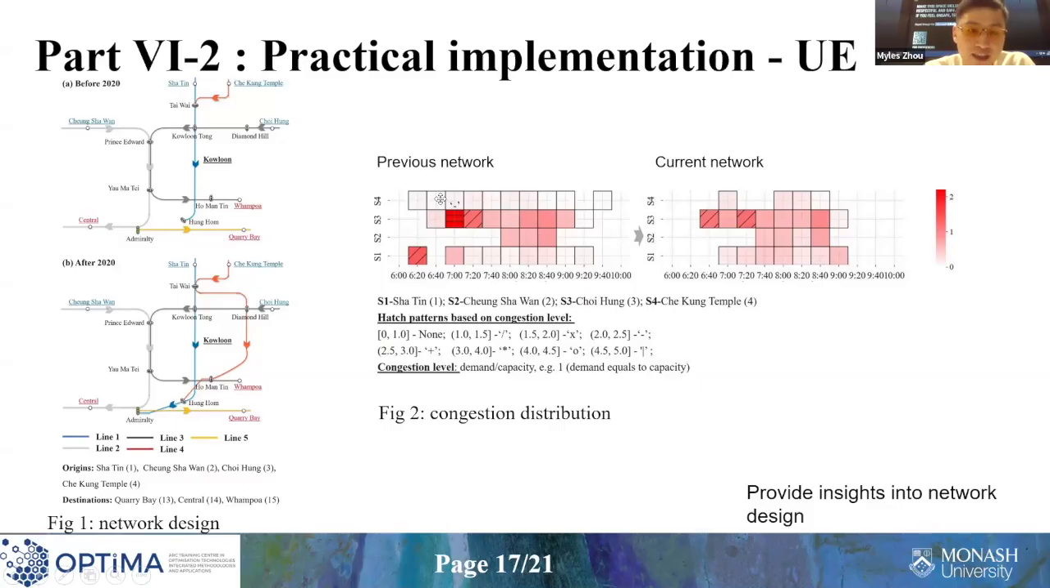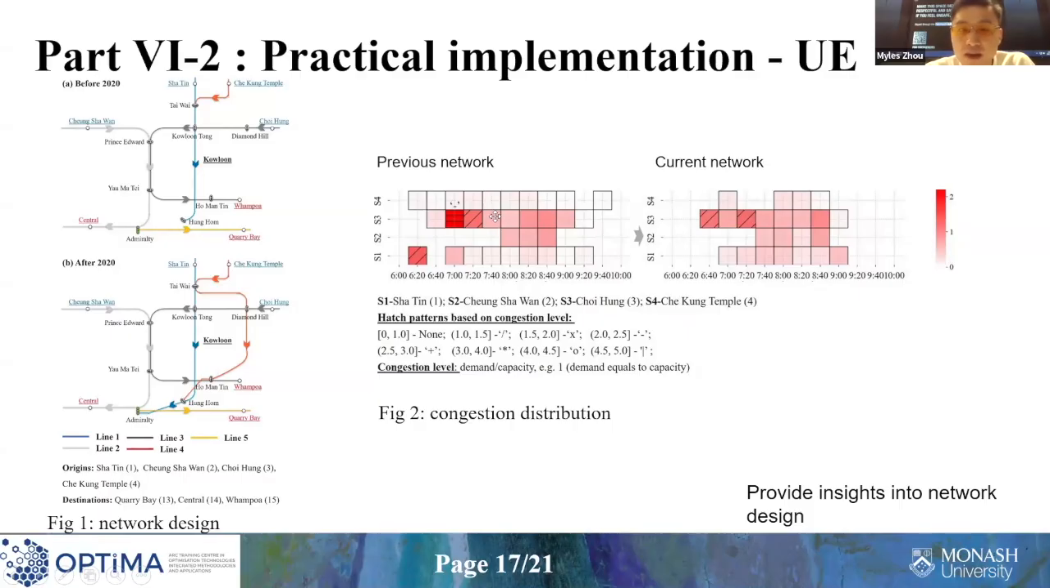The left side is the previous network's congestion levels. The congestion level is defined as the demand over capacity. That means if the congestion level is 1, the demand equals the capacity, but if 2, the demand is twice the capacity. S1, S2, S3, and S4 are four stations that we chose. You can find these hatch patterns for each unit. The horizontal hatch pattern corresponds to a congestion level between 2 and 2.5, and the sloped lines are between 1.0 and 1.5.